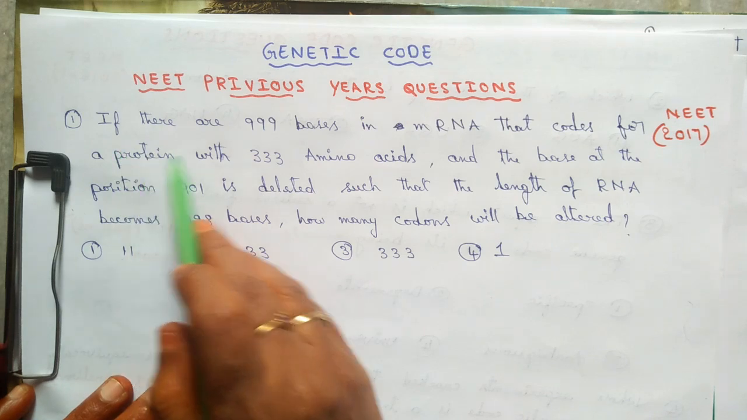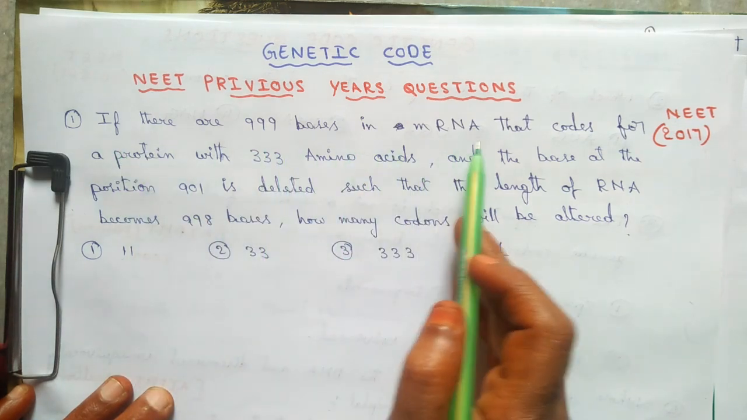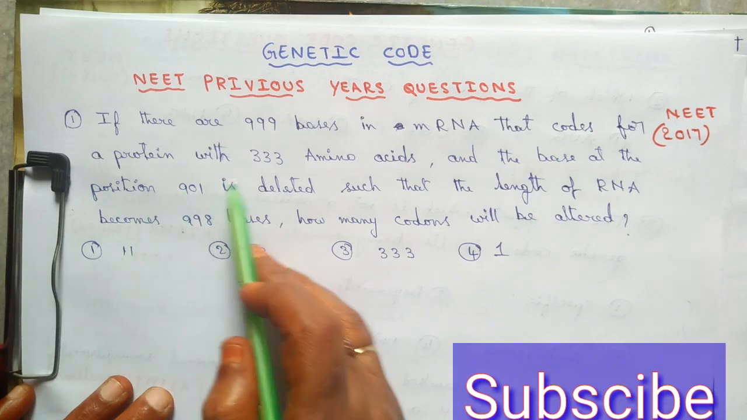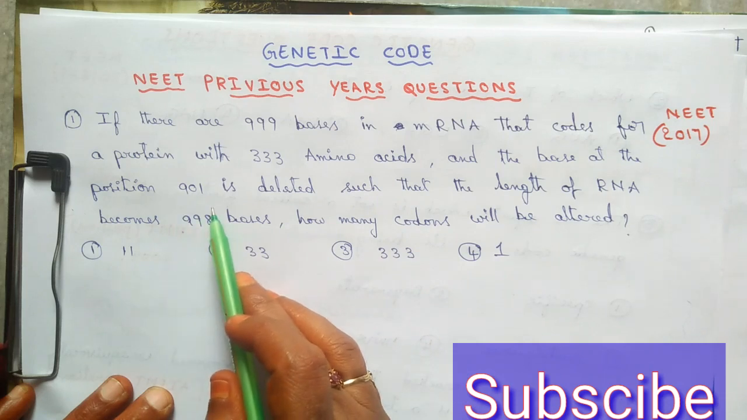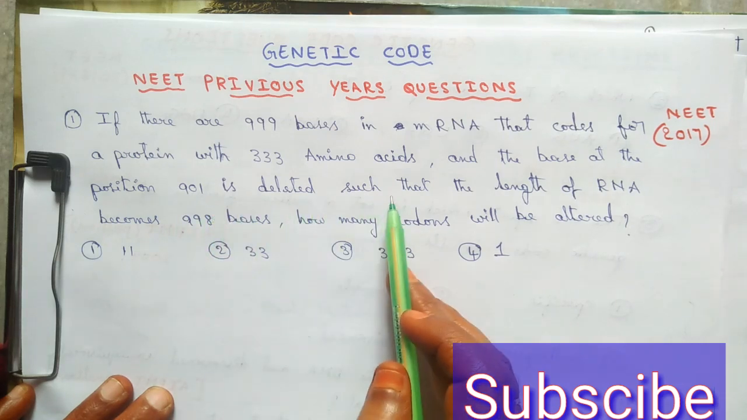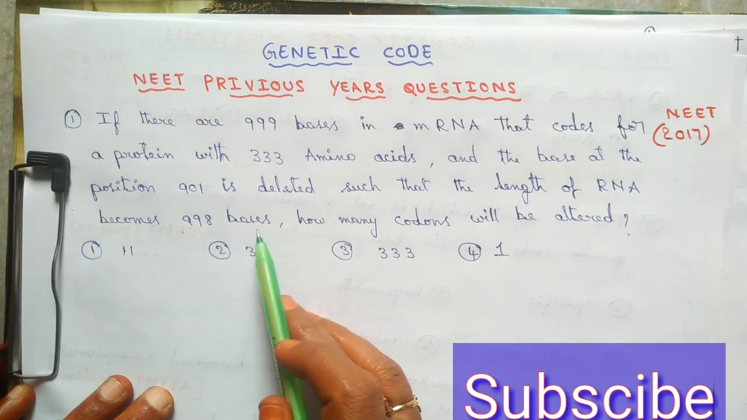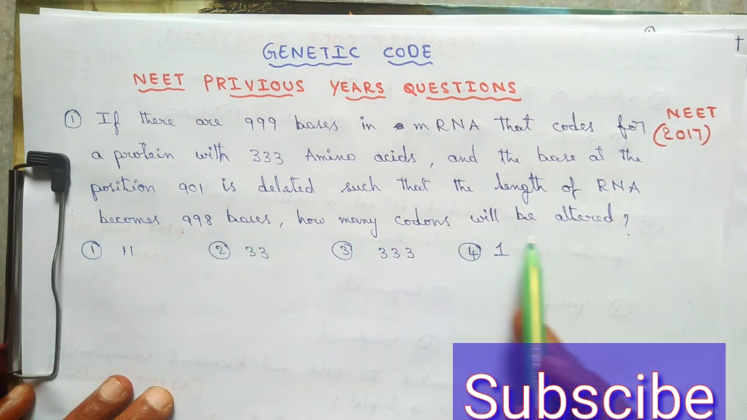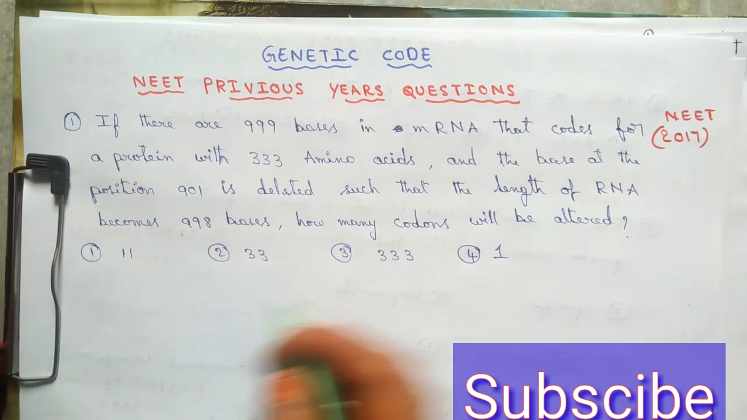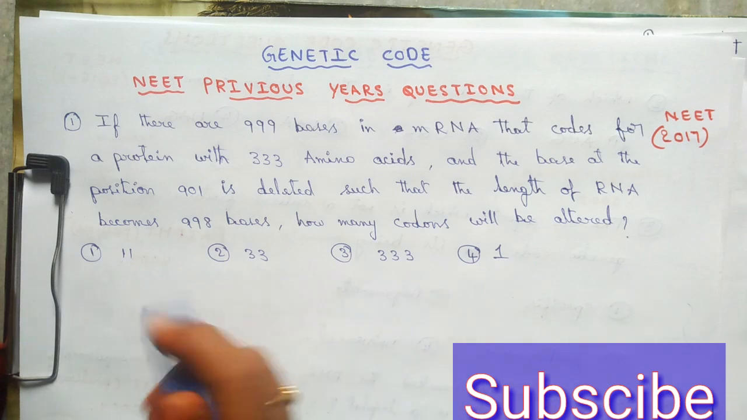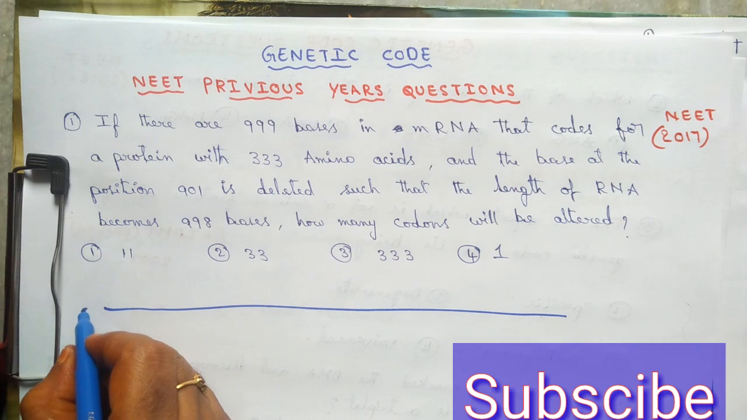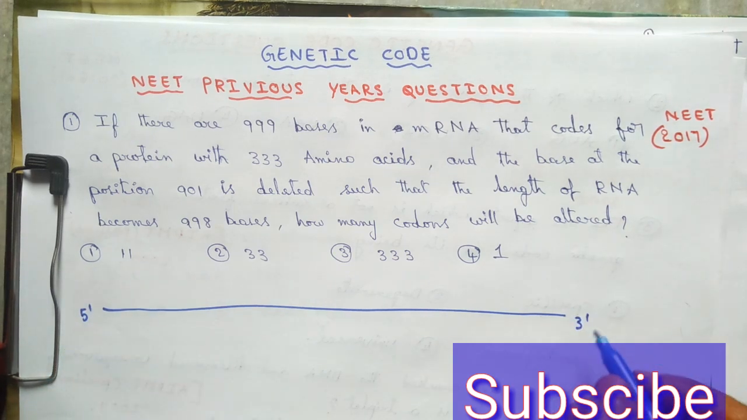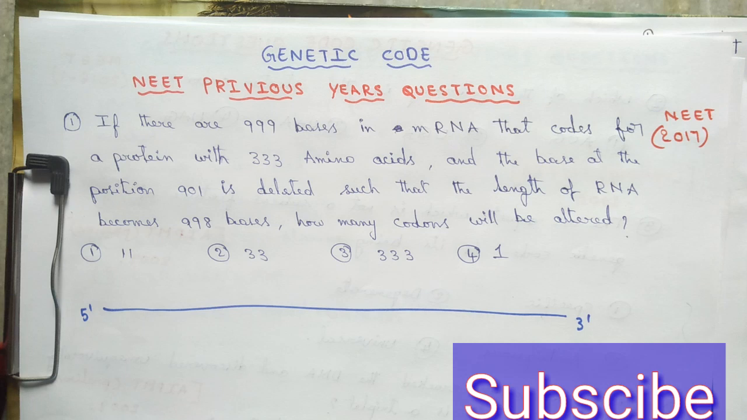Question is, if there are 999 bases in mRNA that codes for a protein with 333 amino acids, and the base at position 901 is deleted such that the length of RNA becomes 998 bases, how many codons will be altered? So, what is given? mRNA is given. So, this is the mRNA with 999 bases. I am drawing the mRNA, 5 prime to 3 prime.